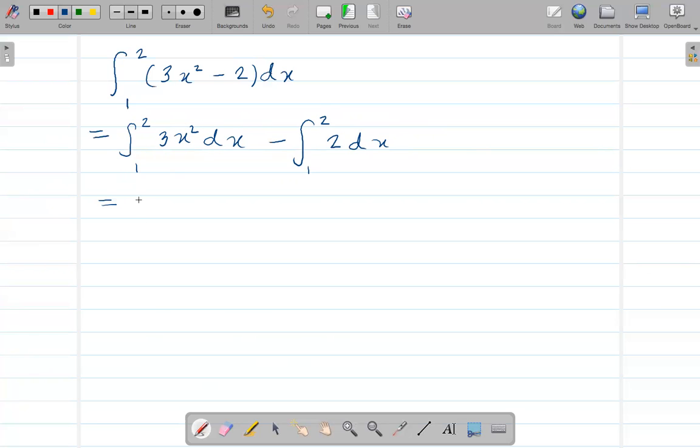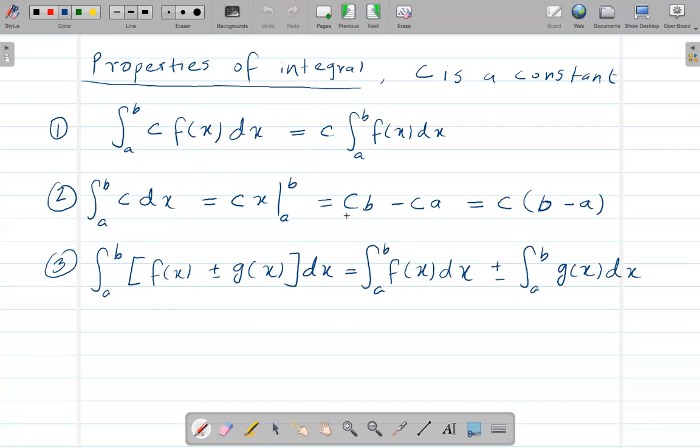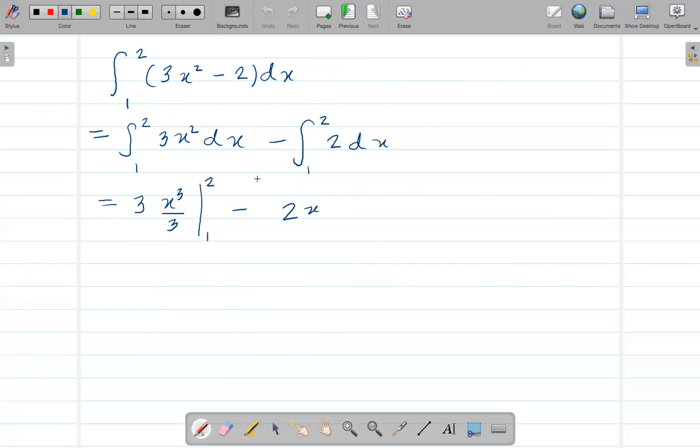Now I can just take the integration of 3x squared. 3 is a constant, so I can pull out 3 and take the integration of x squared, which will be x to the power of 3 over 3, because x to the power 2 plus 1 is 3, over 2 plus 1, from 1 to 2. Minus, if you take the integration of a constant, it will be just 2 times x, since you are taking the integration in terms of x, so 2x. The same idea, again from 1 to 2.